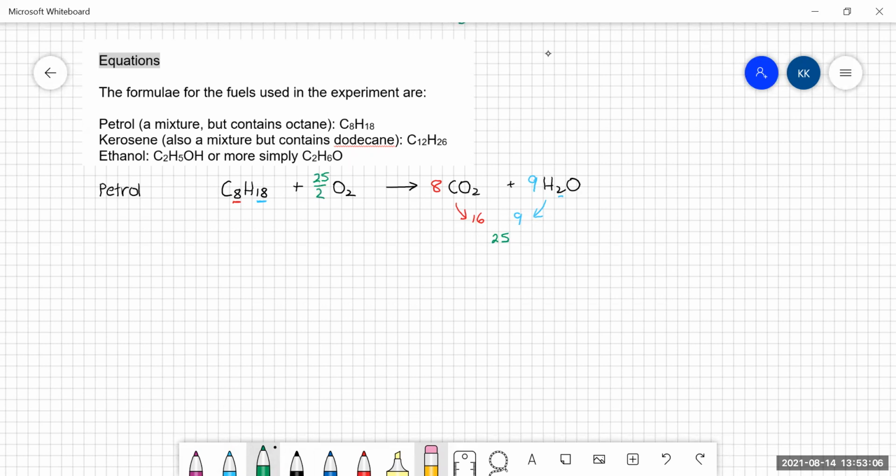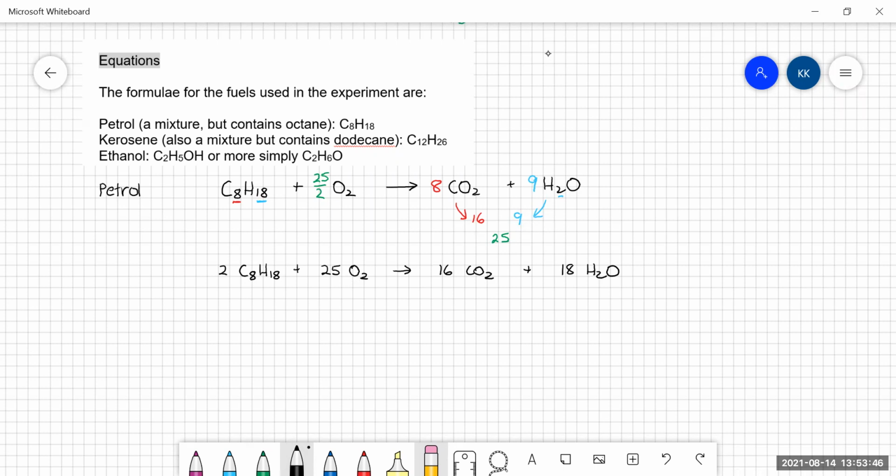Now that's looking a little ugly, isn't it, having a fraction? It doesn't really matter if you have a fraction in balancing an equation. We just haven't met that before. It's a perfectly legitimate way to balance an equation. But let's make it look nice and tidy by multiplying throughout by 2 to get rid of that fraction. So we need 2 octanes, and 25 over 2 times 2 is 25 oxygens. And that's going to give us 16 CO2s and 18 H2Os.